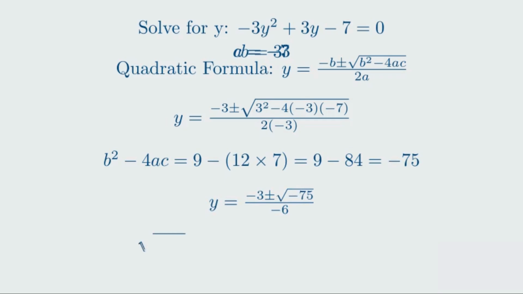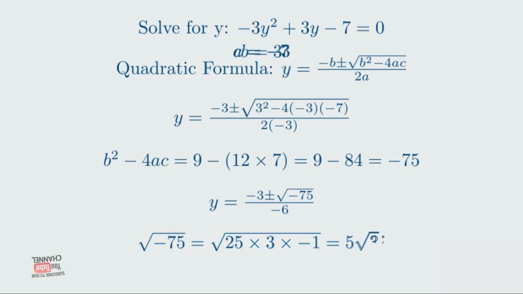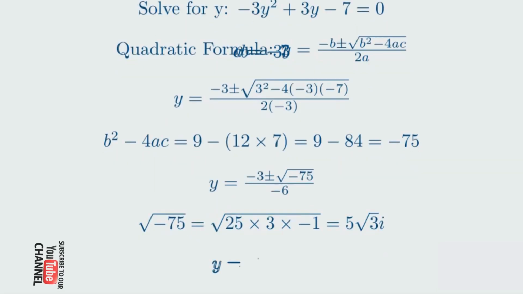The square root of minus 75 is the square root of 25 times 3 times minus 1, which simplifies to 5i times the square root of 3. Here, i is the imaginary unit, defined as the square root of minus 1. So, y equals negative 3 plus or minus 5i root 3 all over minus 6.